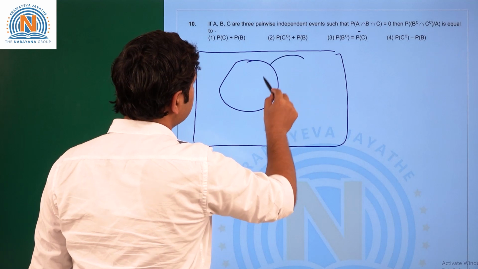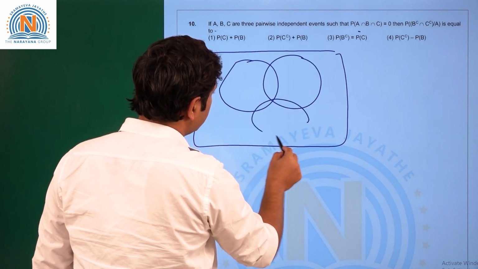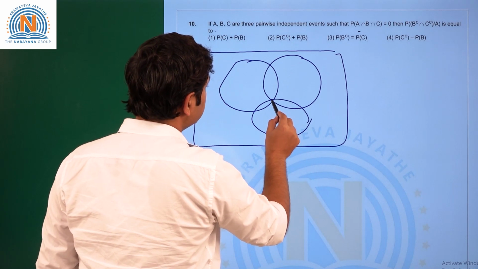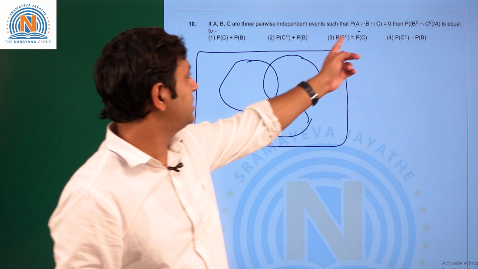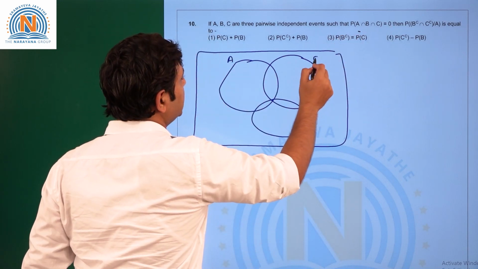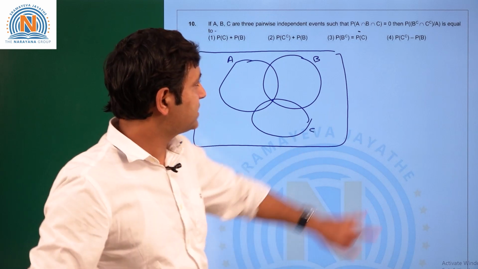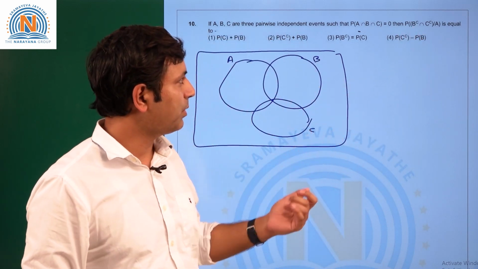Events are like this, pairwise independent, but overall intersection is 0. There is no overall intersection. A intersection B intersection C is 0. Let's take it as A, B, C. Now let's see what has been asked. P of B complement intersection C complement upon A.